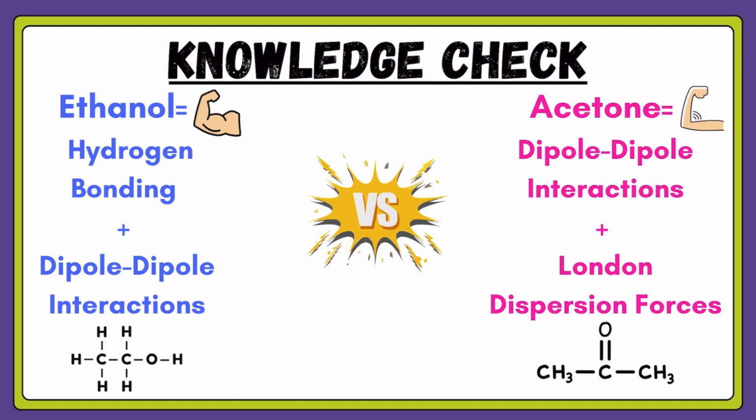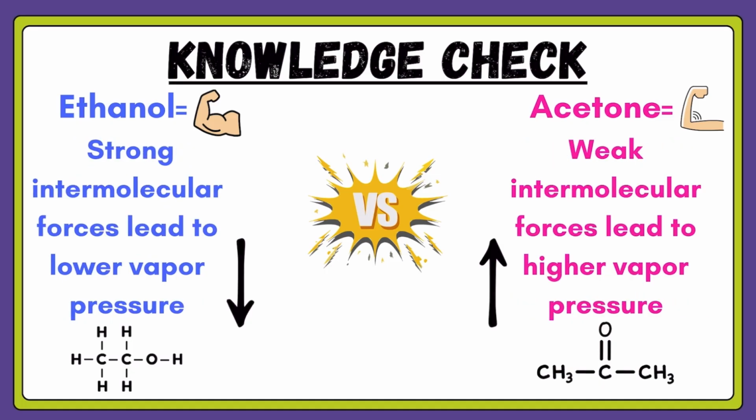Welcome back! When you observe the structure of both ethanol and acetone, you can tell which type of intermolecular interactions they make. Ethanol makes stronger intermolecular interactions compared to acetone, which is why ethanol has a lower vapor pressure than acetone since the molecules are tightly attracted to each other and can't escape that easily into gas.